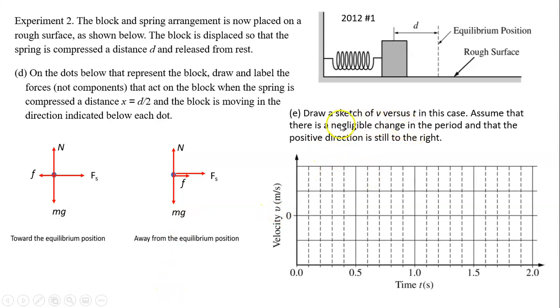Lastly, you have to draw a sketch of v versus t in this case. So assume there is negligible change in period and the positive direction is still to the right. So v is supposed to go positive. So instead of like the last diagram, where v goes negative, this time v is supposed to go positive. One thing important is the period is the same as before. So first you do the period points. That's still 0.7. Those are the periods.